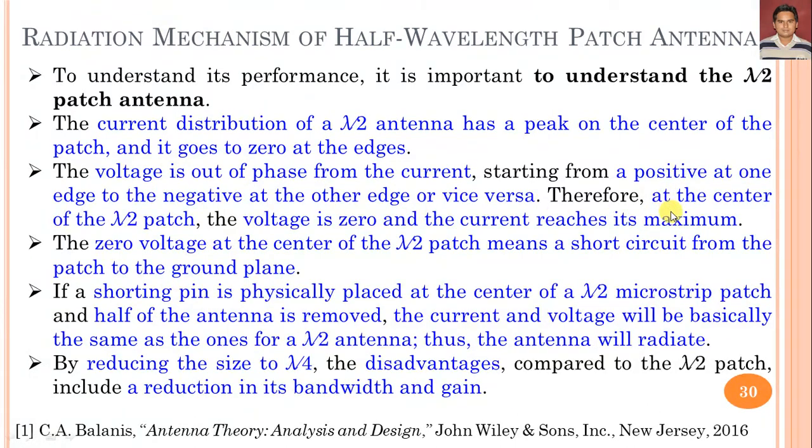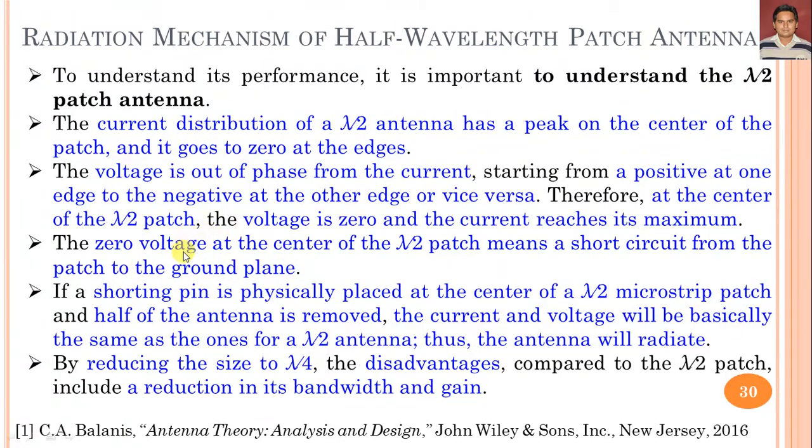Then we can calculate the voltage drop, and as we have seen, at the center of the lambda by 2 patch the voltage is 0 and the current reaches its maximum, as per the cycle at different time instants, as we take t equal to 0, t equal to T by 4, t equal to T by 2, etc. This similar concept we discussed during the analysis of linear wire antennas as well as microstrip antennas. The zero voltage at the center of the lambda by 2 patch antenna means it is short circuited from the patch to the ground plane.